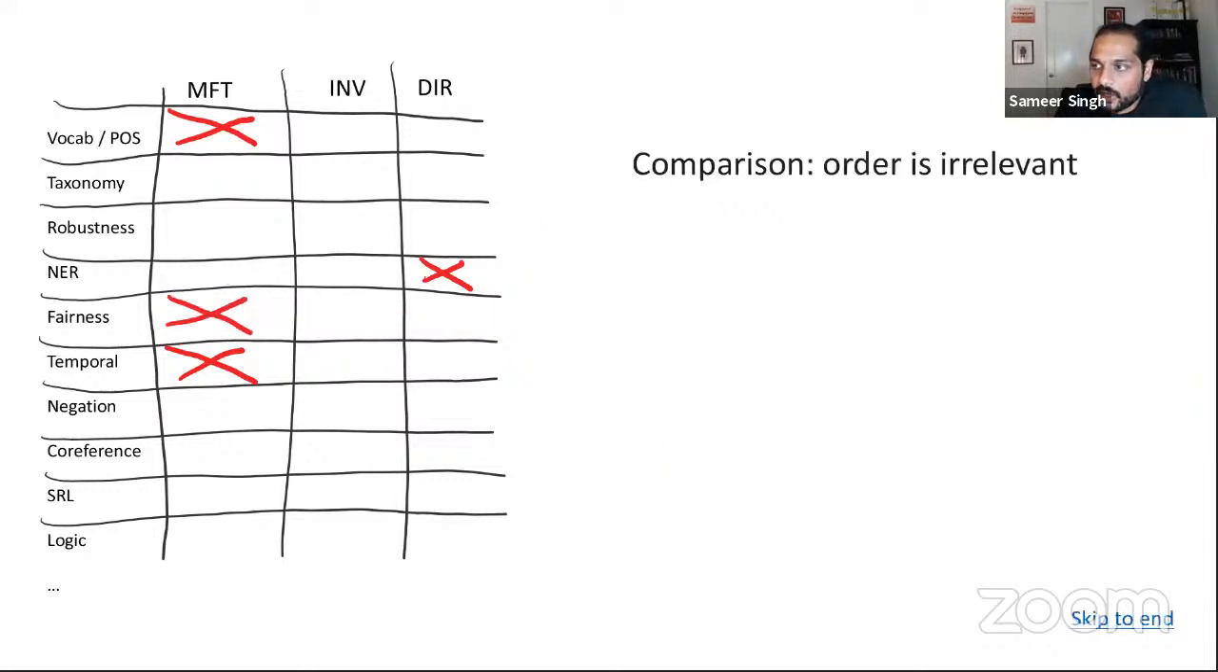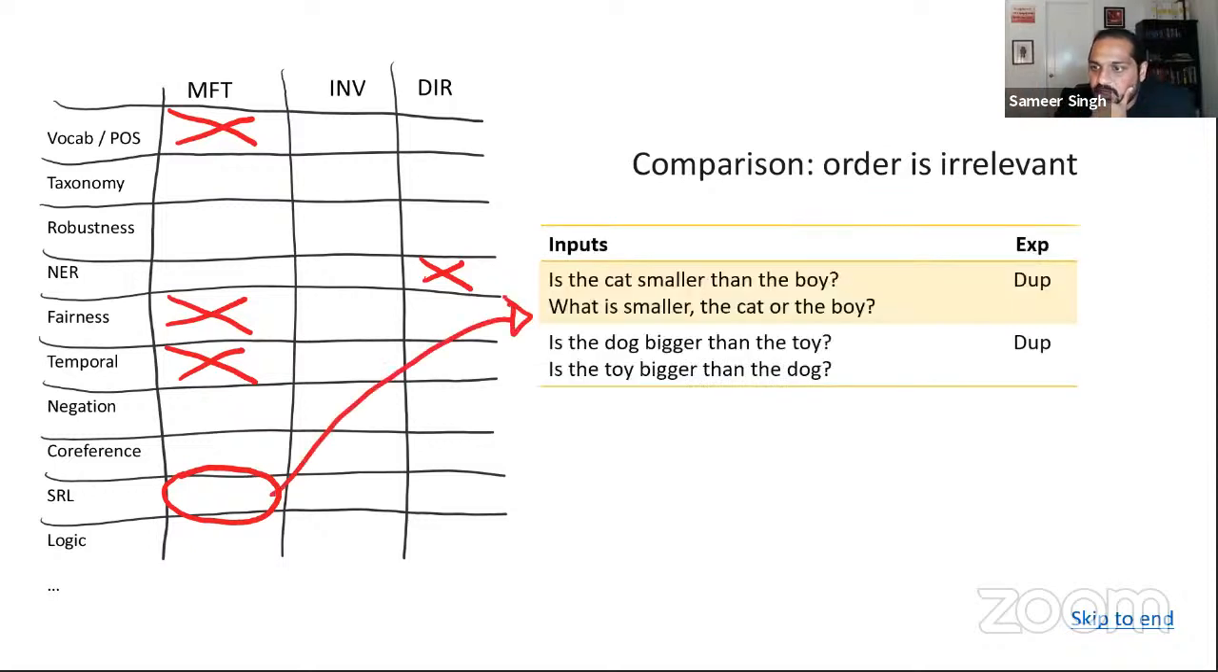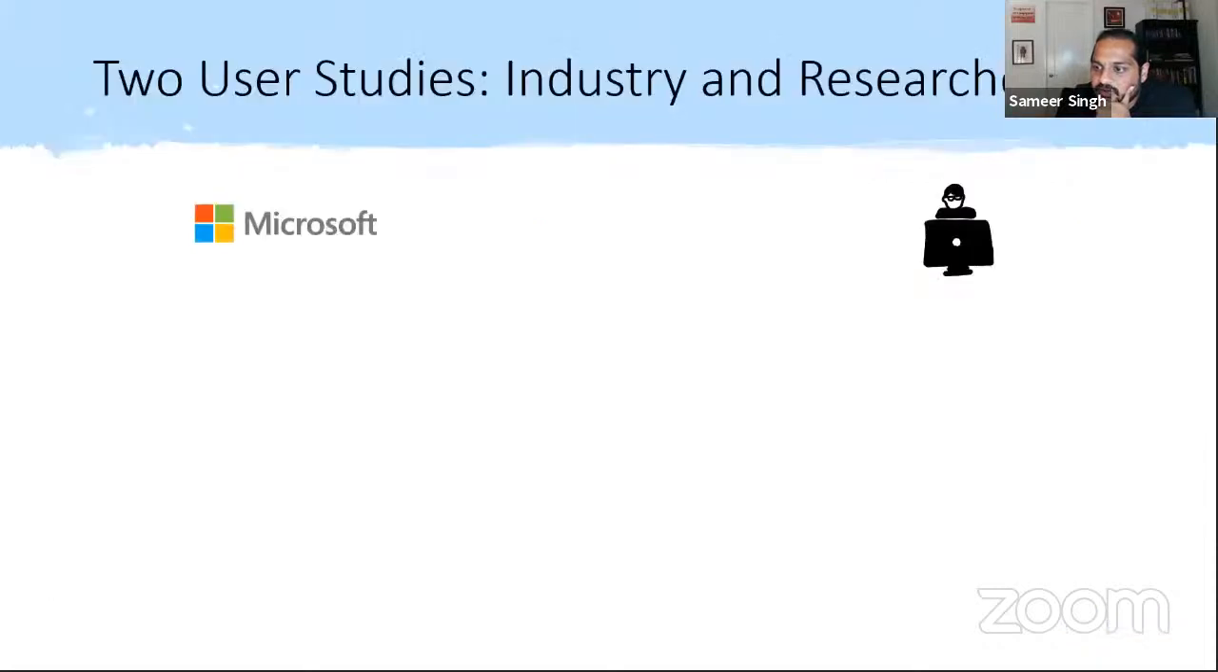I think I'm going to skip some of the more examples. There are ones that are a little bit more linguistic, like using SRL and changing the argument structure of the questions and saying that they should be duplicates. You can look at the paper for those examples.